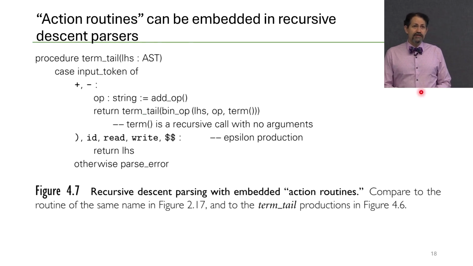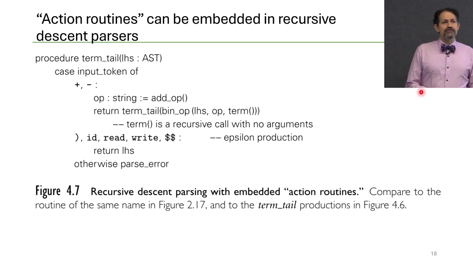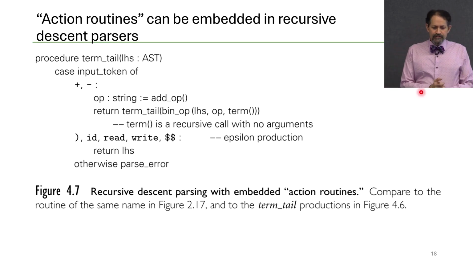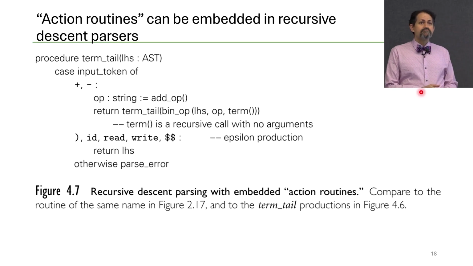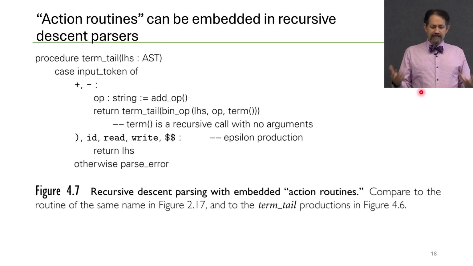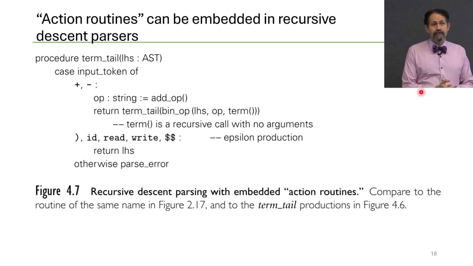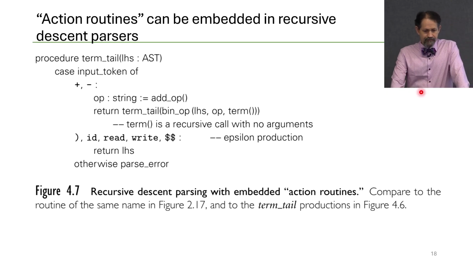Action routines can also be embedded in recursive descent parsers. What this effectively means is that we're just going to return the AST that we create. And in fact, a recursive descent parser corresponds to an LL grammar. And so here I've shown the implementation of term tail in a recursive descent parser.